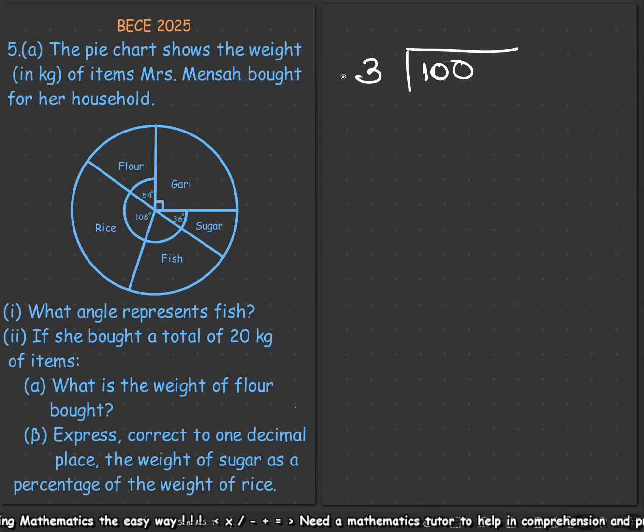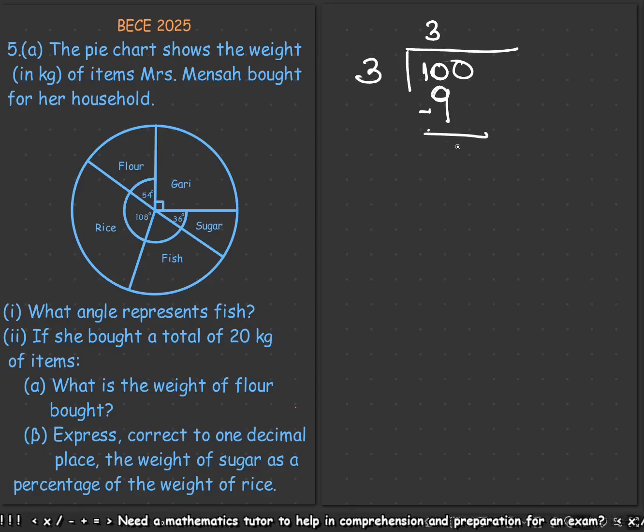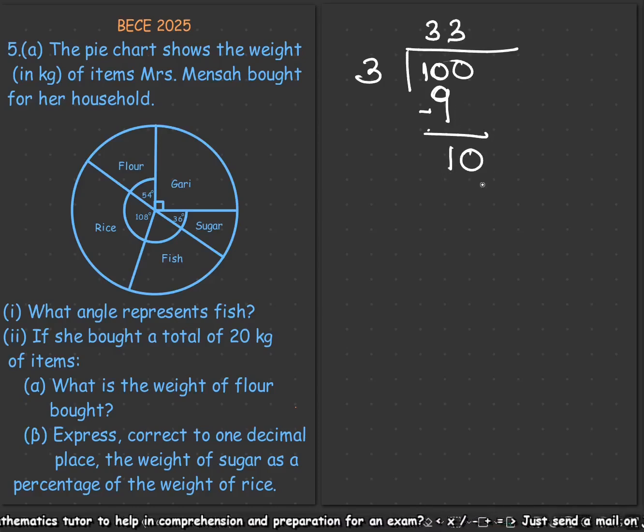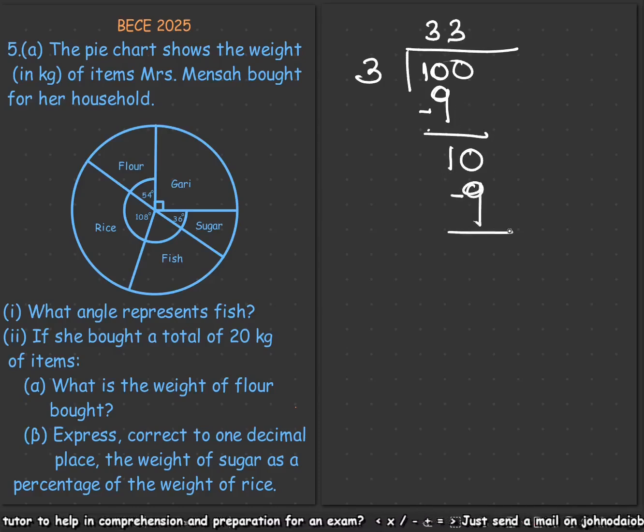That is not going to be. So 3 divides 10 thrice. 3, 3, 9. If we subtract, we have 1 left. Then we bring our 0 downwards. 3 divides 10 thrice. 3, 3, 9. If we subtract as well, we have what? 1 left. And we are allowed to bring a decimal point.